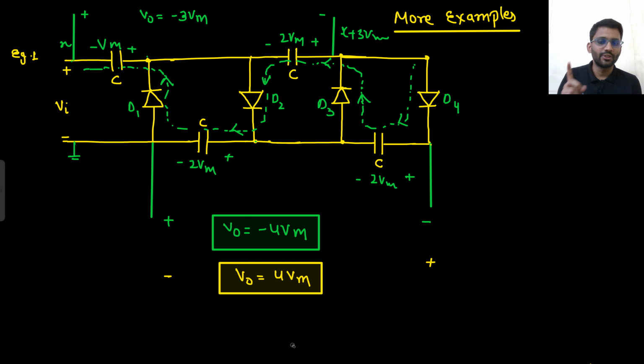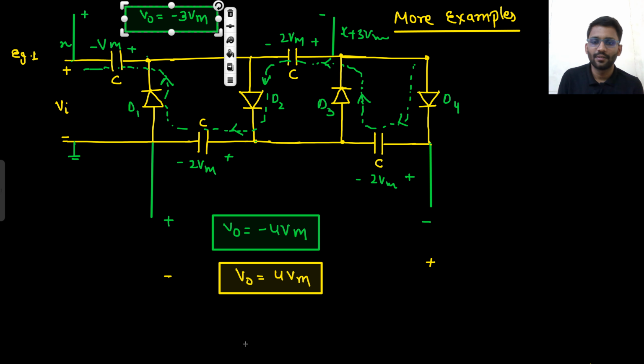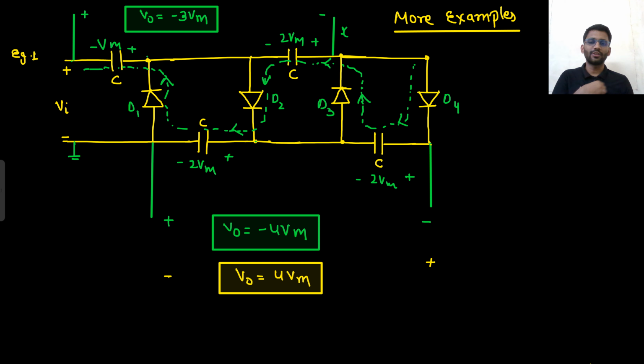So where you are taking the positive node matters a lot. And if I had taken the opposite, it would be plus 3 Vm. That I don't need to write. So understood this concept? Like this arrow and everything, you understood it, right?